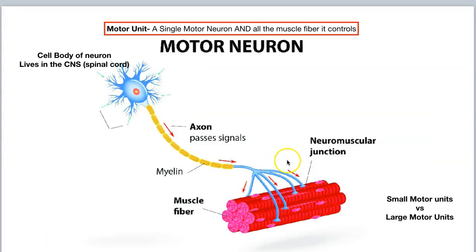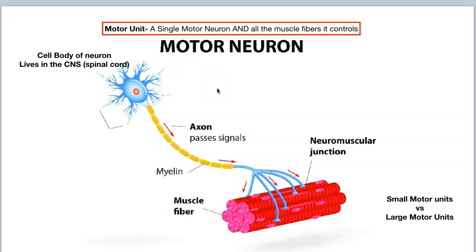The last thing we're going to do on this video is talk about a motor unit. Motor unit. You need to write this down somewhere. You need to memorize it, put it down on a card, look at it, and memorize it. Motor unit: a single motor neuron and all the muscle fibers it controls. You have to know that. You have to be able to say it like that. A single motor neuron and all the muscle fibers it controls. That is a motor unit.